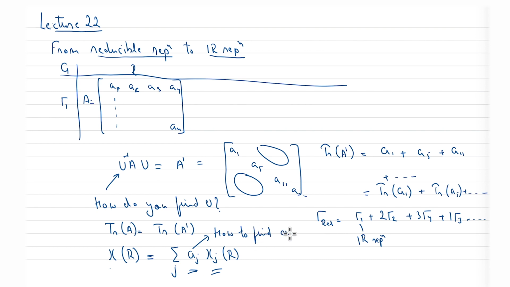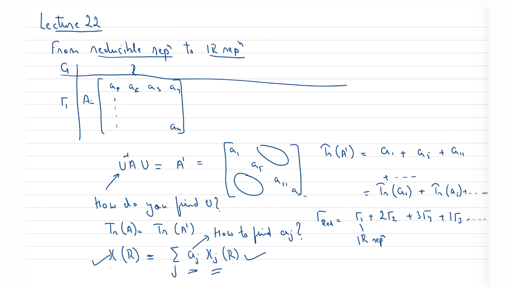AJ. So we don't know this. We know how to write irreducible representations from scratch. We know how to write a reducible representation under any basis set. So we can find the trace of any matrix under any reducible representation. So this is okay, this is also okay, but we don't know how to find AJ.